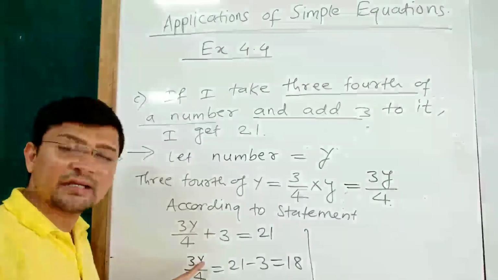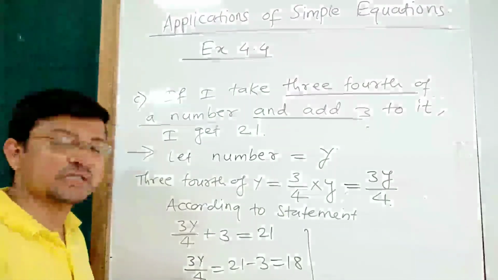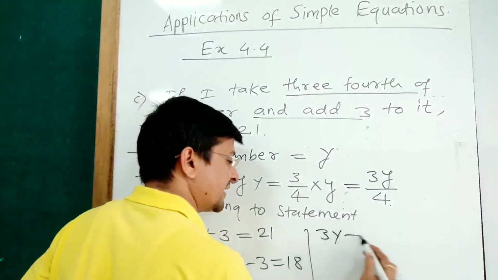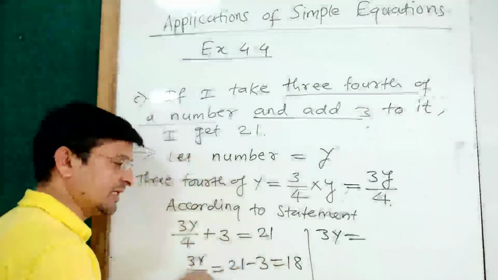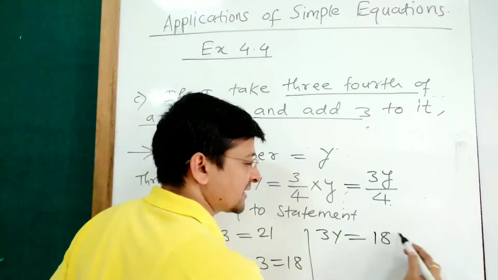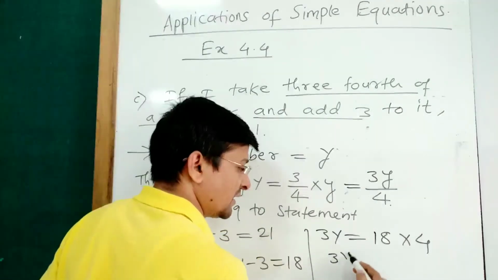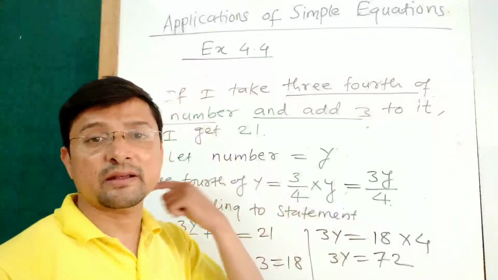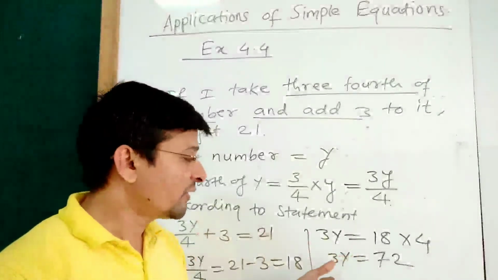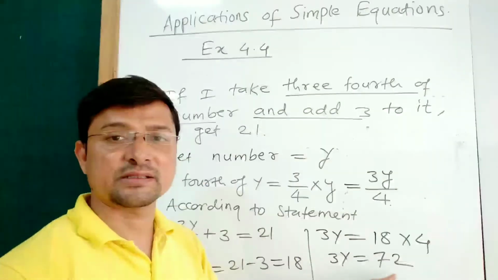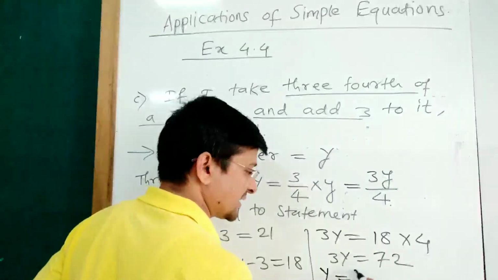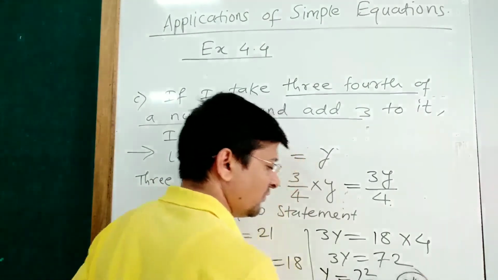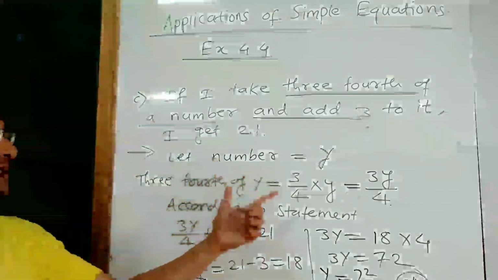Now to find the value of y, we shift this 4 from the left hand side to the right hand side. Now 4 is divided on the left hand side, it becomes multiplied on the right hand side. So it is 18 multiplied by 4, that means 72. Now again to find the value of y, we have to divide by this 3 on the right hand side. So here we get y is equal to 72 upon 3 and the answer is 24. So here the number is 24.